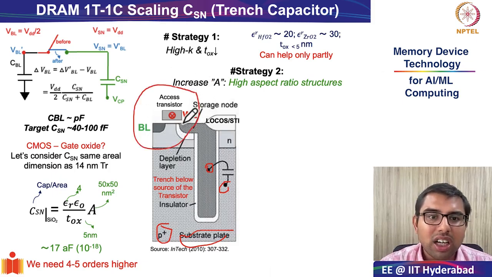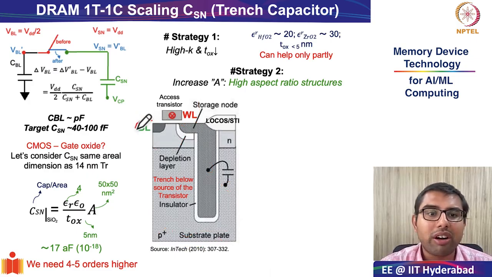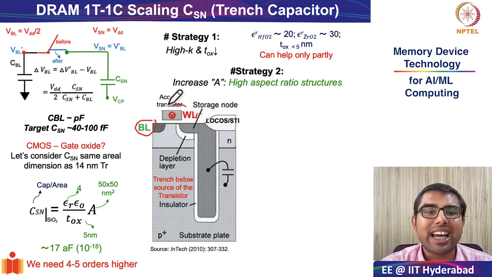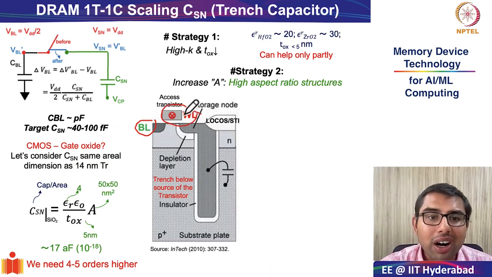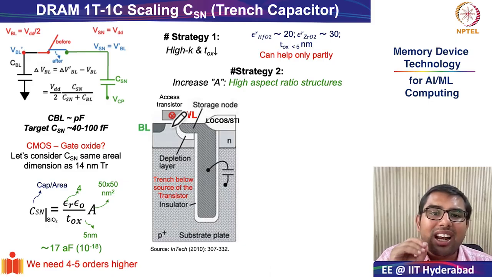The access transistor shares a common terminal with the inner electrode of your trench capacitor, right? And the other source or drain terminal is connected to the bit line. Of course, as you know, the word line is connected to the gate of the transistor, and this word line is what dictates whether this transistor is turned on or off. Okay, so this is, in a nutshell, the fabrication of the trench capacitor.